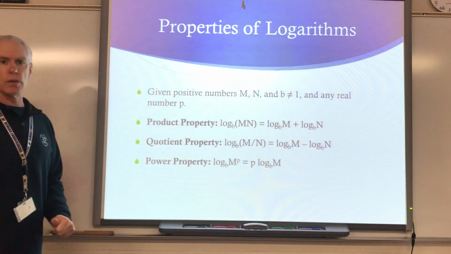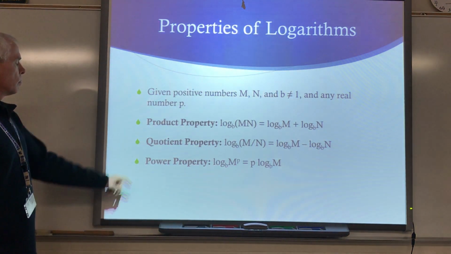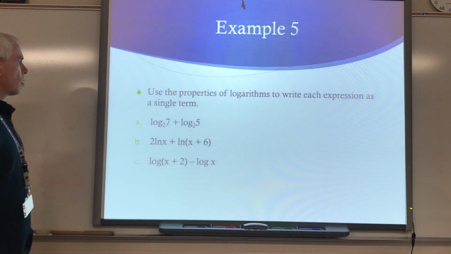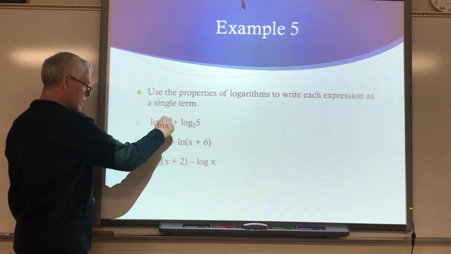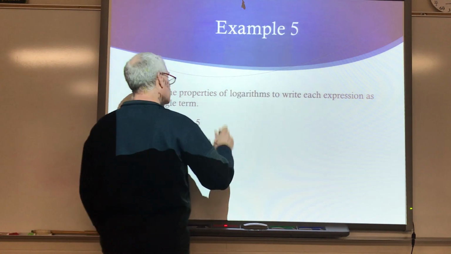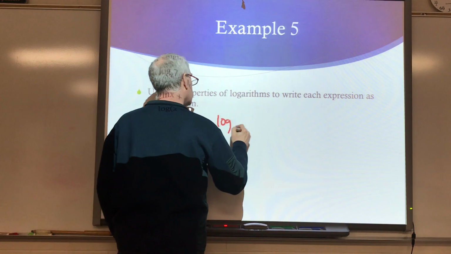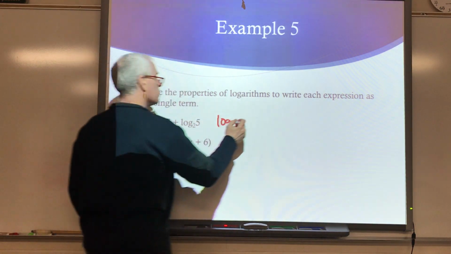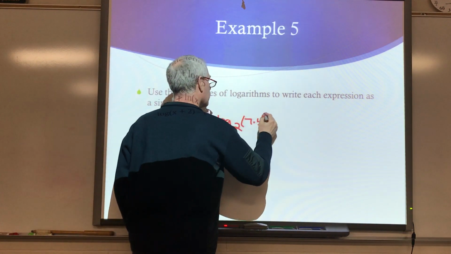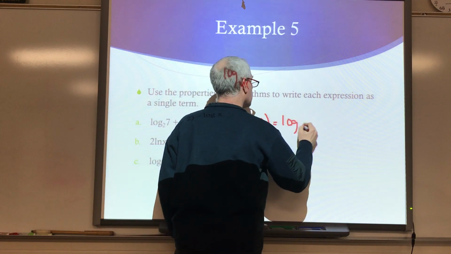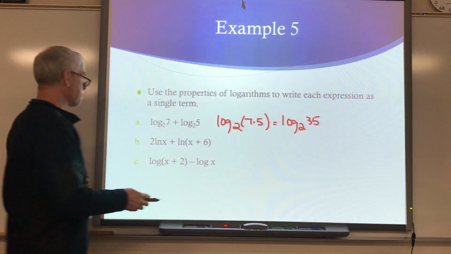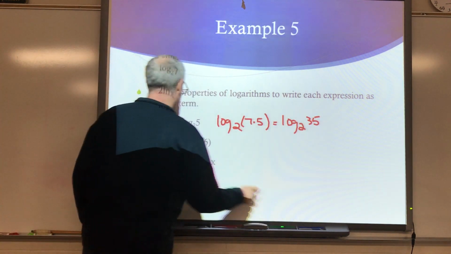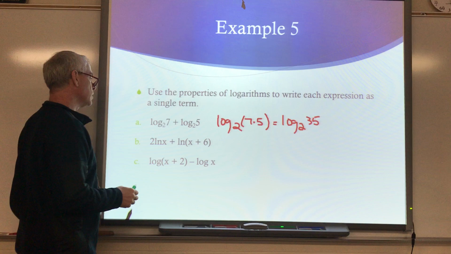So we're going to utilize those to rewrite some logarithmic expressions. Use the properties of logarithms to rewrite. Okay, these are both log base 2, so I can use that property. And there's an addition in between. So that means I could go log base 2 of the product of those, of 7 times 5, which is log base 2 of 35. That's equivalent.